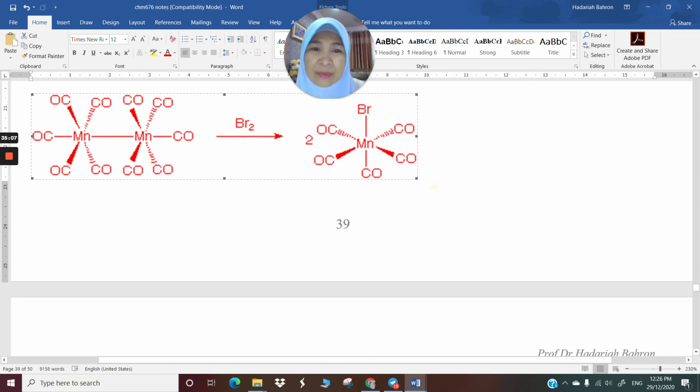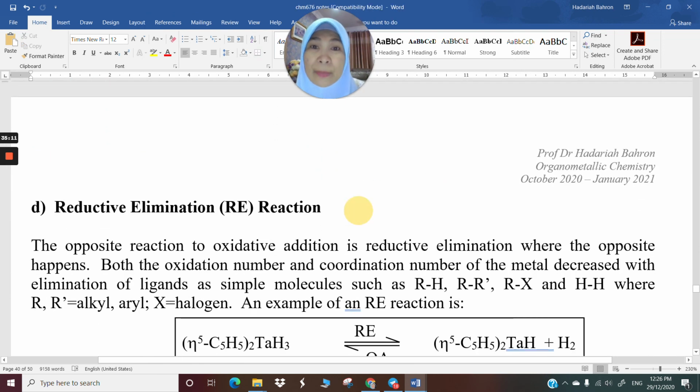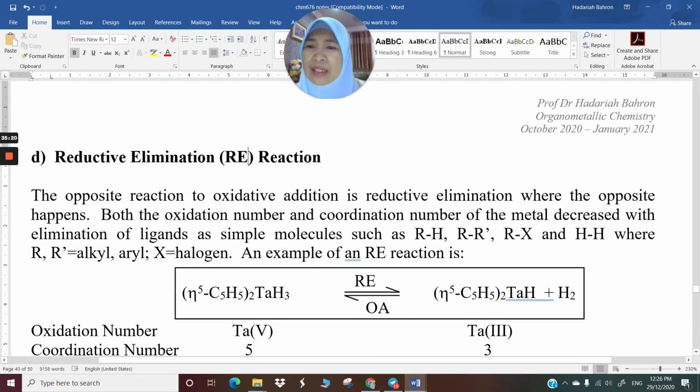Once you understand oxidative addition, I'm going to go into the opposite reaction to oxidative addition, which is reductive elimination, RE. It is exactly opposite. The opposite reaction to oxidative addition is reductive elimination, where the opposite happens. Both the oxidation number and coordination number of the metal will decrease. If you remember, in OA you have these two becoming higher, but for RE, these two items, the oxidation number and coordination number, will decrease with elimination of ligand as a simple molecule. If before in OA you have addition of a simple molecule, for RE you have elimination of a simple molecule. Now these are the two most important criteria of reactions of organometallic compounds that make them good catalysts, as you will see in my next lecture.